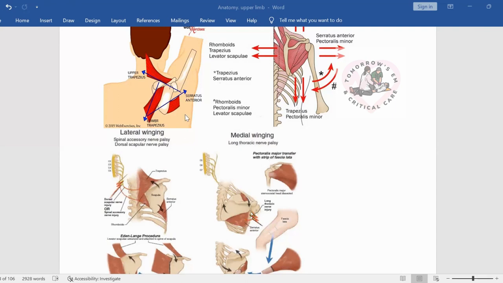What is the function of trapezius? It moves the scapula upward and medially. What is the function of serratus anterior? Downward and lateral movement. One question answered. Do you have any question?